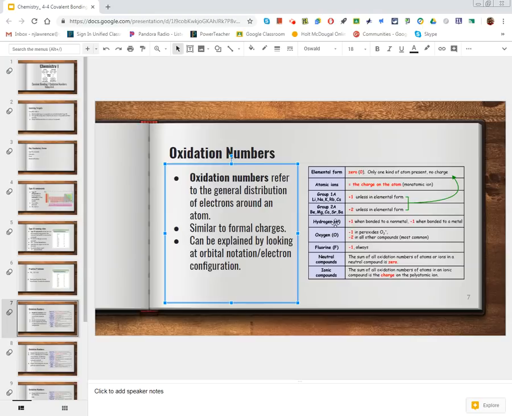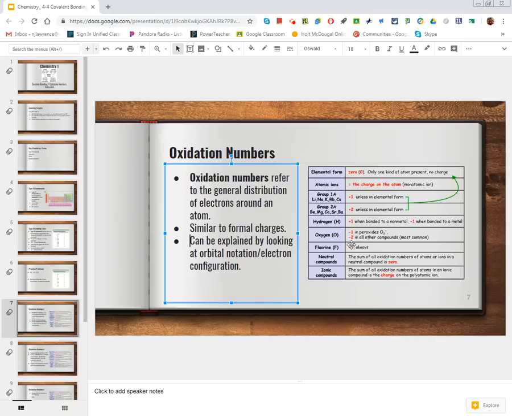Hydrogen mostly will have a +1 oxidation number, but that's when it is bonded to a nonmetal. So when hydrogen is bonded to something to the right of the stairs, it's going to have a +1 oxidation number or a +1 charge. But when it is bonded to a metal, hydrogen can actually take a -1 oxidation number. And again, that's when it's bonded to a metal. And again, as you use these, you'll instinctively be able to follow these rules. But this is the formal way of seeing and looking at all these rules.